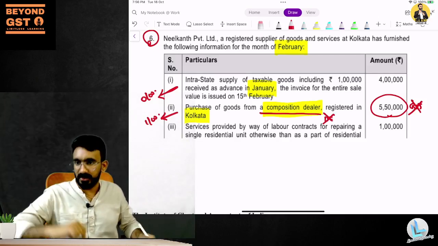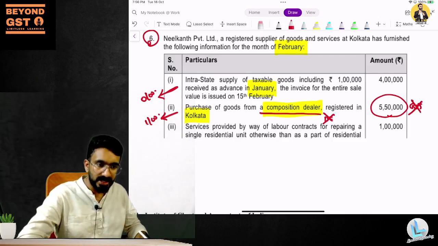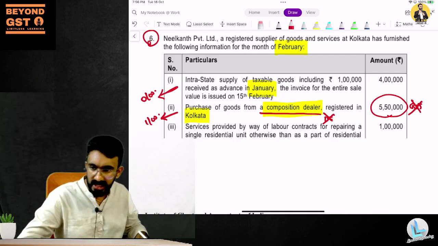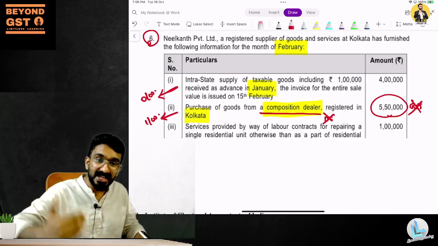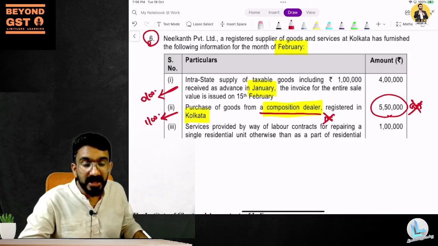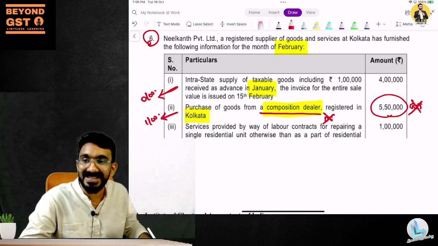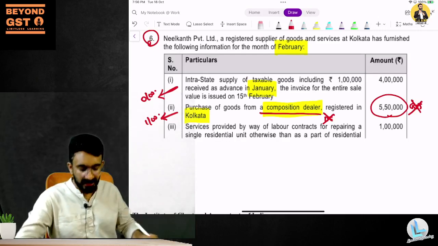Instead, you write a working note. You can write the working note in two ways. You can say input tax does not include composition tax. Or you can write section 17(5) blocked credit. Tax paid under the composition levy scheme or section 10 is a blocked credit. You can't take credit of that.